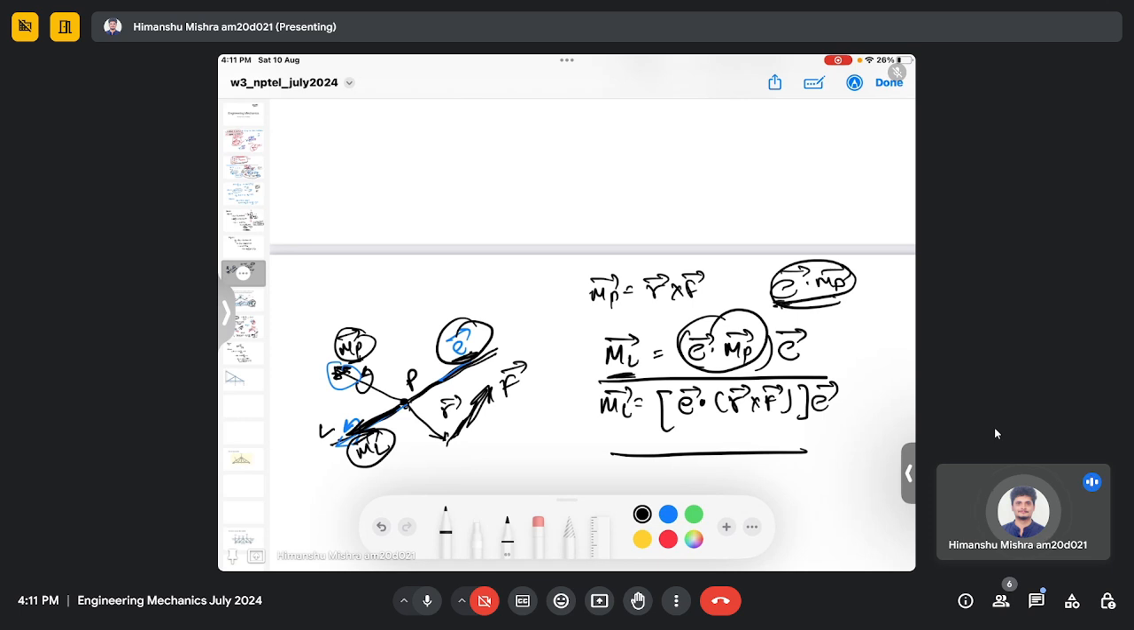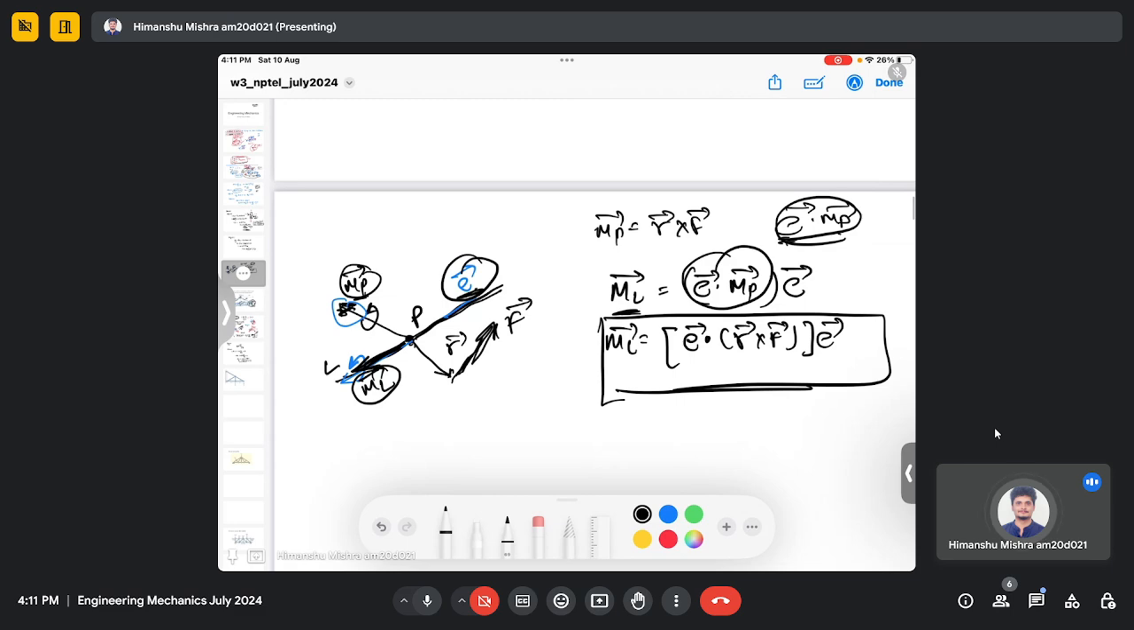So this will be the moment in a different direction, which you can calculate by projection. Basically you are finding the component of vector MP, and that you can do by projection. So this is your whole vector, and the quantity inside the square bracket is the magnitude of that vector.